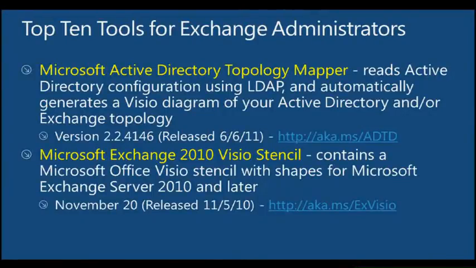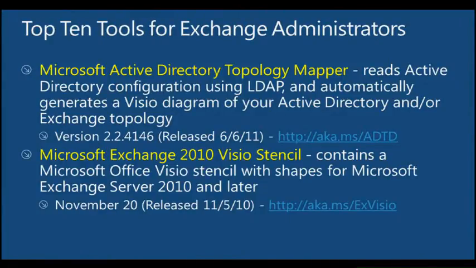Now, this next tool doesn't actually have the name that I've given it on the slide. If you go to the website, it's actually called the Microsoft Active Directory Topology Diagrammer. But I changed it to Topology Mapper, and I did that because diagrammer's not a word. So I'm going to try and get the actual tool changed, but for right now, if you go to the website, it's called Diagrammer, which is why it's got the shortcut ADTD URL for Diagrammer.